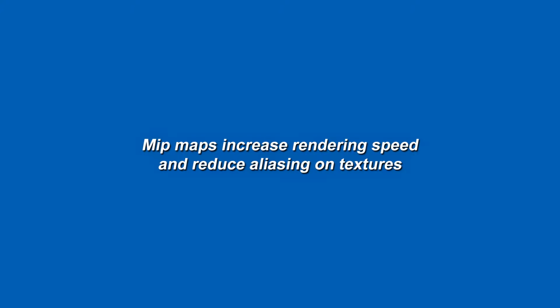Latin, so fancy. Mipmaps are used to increase rendering speed and reduce aliasing artifacts on textures far away from the camera or at oblique angles. Very confusing. So let's look at what this all actually means.